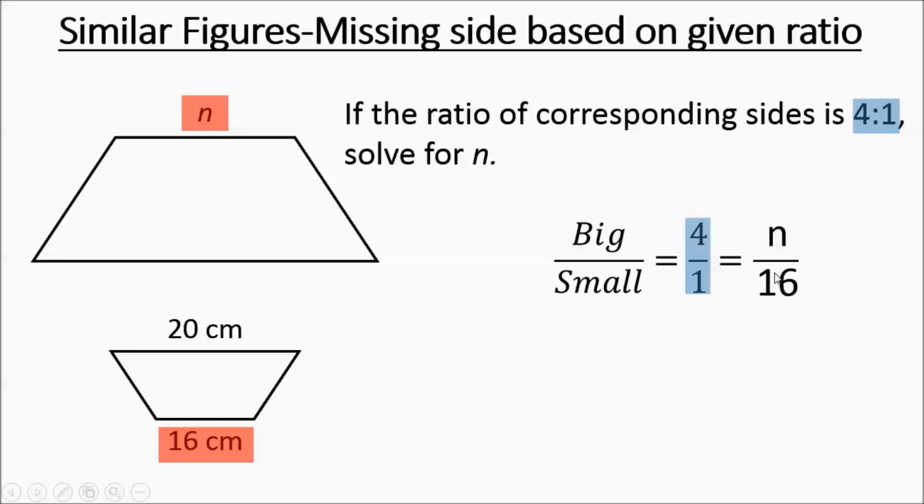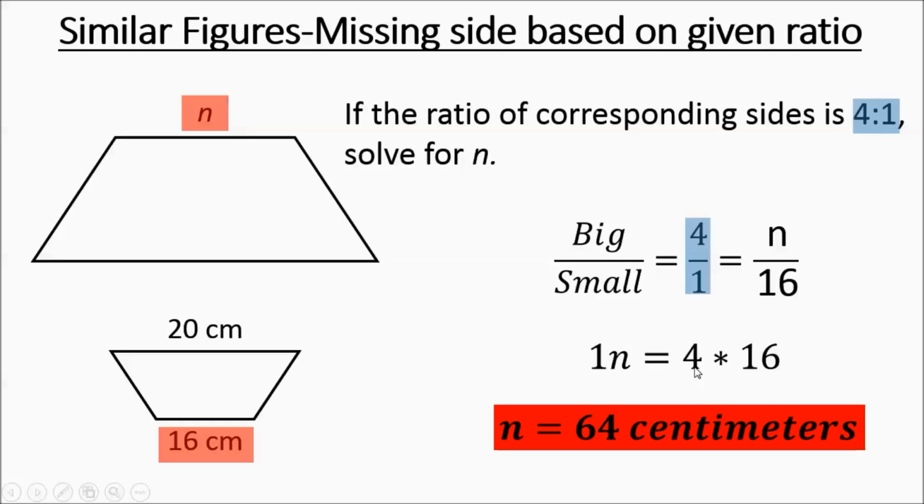From here, you could do 16 times 4 divided by 1. I'm going to go ahead and show the cross product rule where you have 1 times n equaling 4 times 16. So the work's pretty much done. 1n is the same thing as n, and then 4 times 16 is 64. So your mystery side on this one was 64 centimeters.